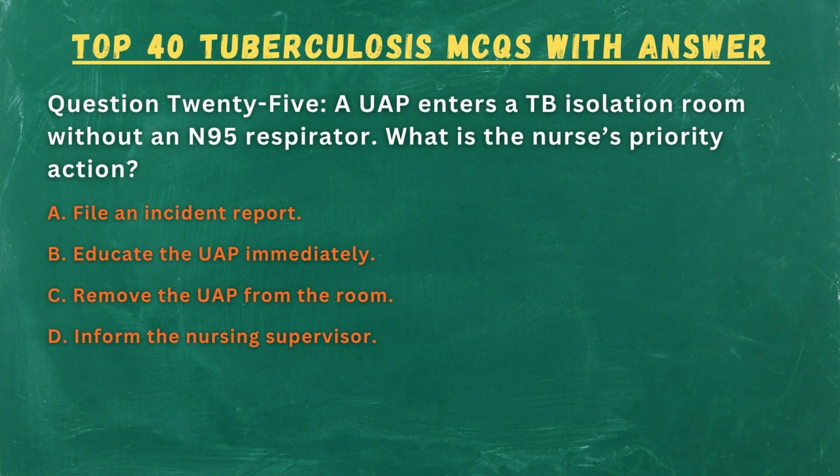Question 25. A UAP enters a TB isolation room without an N95 respirator. What is the nurse's priority action? A. File an incident report. B. Educate the UAP immediately. C. Remove the UAP from the room. D. Inform the nursing supervisor. Answer. C. Remove the UAP from the room.